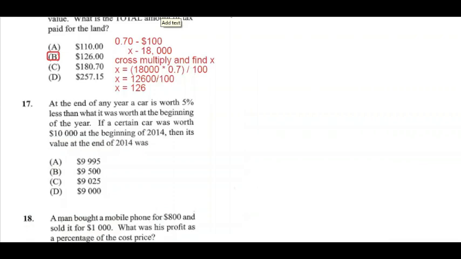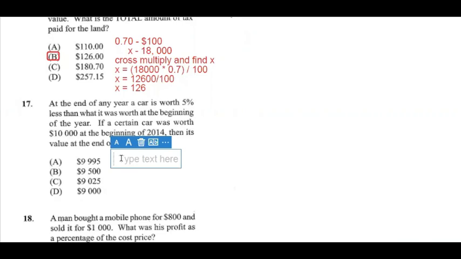17. At the end of any year, a car is worth 5% less than what it was worth at the beginning of the year. If a certain car was $10,000 at the beginning of 2014, then its value at the end of 2014 is. So this is a similar question to what was worked on the 2011 paper. All they did was change the year and stuff like that. So questions will look similar also. Once you continue to practice, guys, nothing will scare you once you enter that examination room.